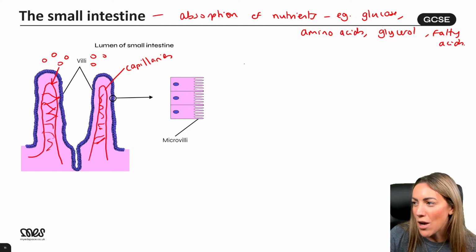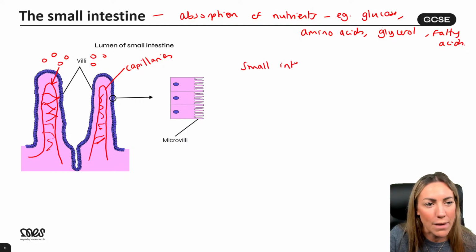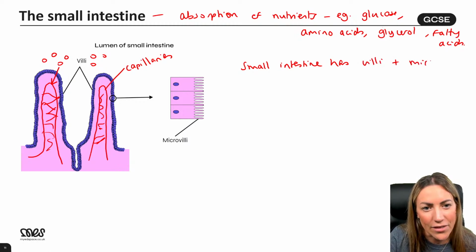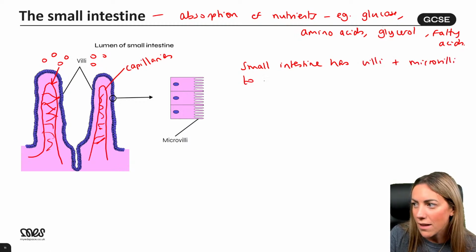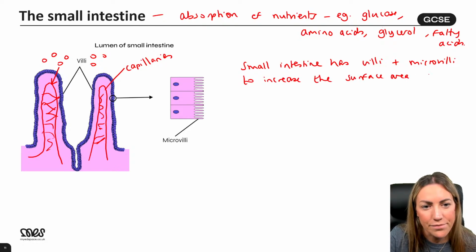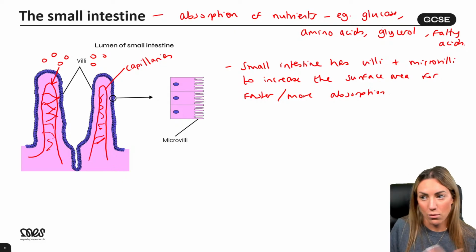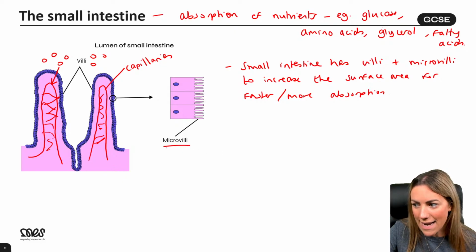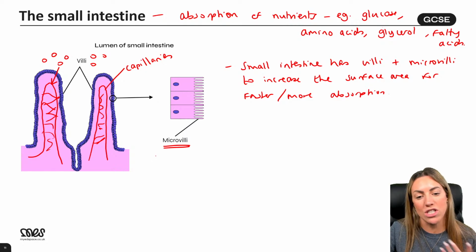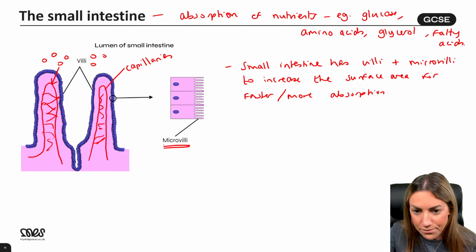There are quite a few we could talk about, but the main ones: the small intestine has villi and microvilli to increase the surface area for faster or more absorption. Notice what I've done there. I've not just said large surface area. I've said there are villi, which are the big folds, and there are microvilli. So you've got a huge surface area, so you get more absorption.